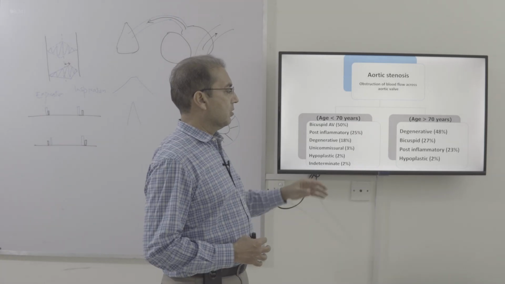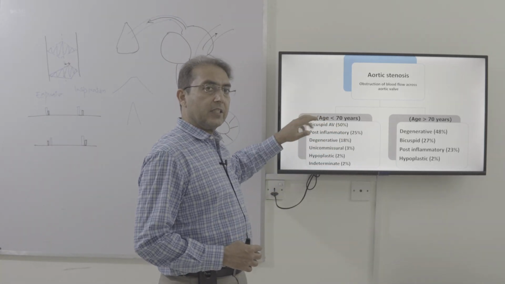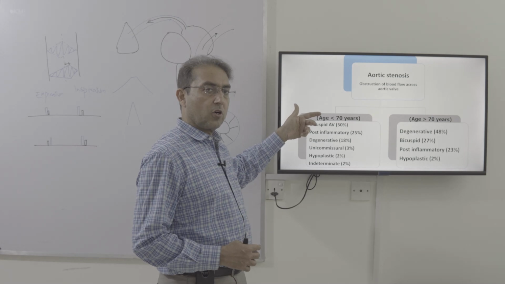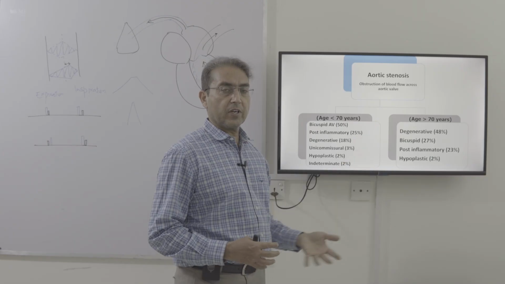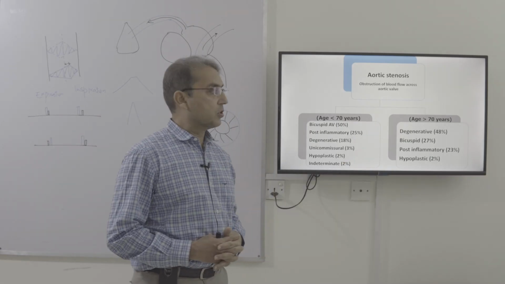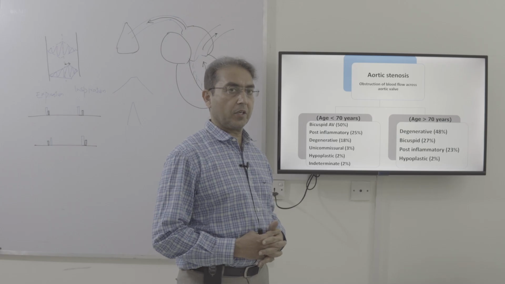and then a small percentage may be having hypoplastic aortic stenosis. So you can see in patients who are younger than 70 years, it is the congenital type of aortic stenosis which is more common, and patients who are more than 70 years old, in them degenerative type of aortic stenosis is more common, and in between is the post-inflammatory aortic stenosis.